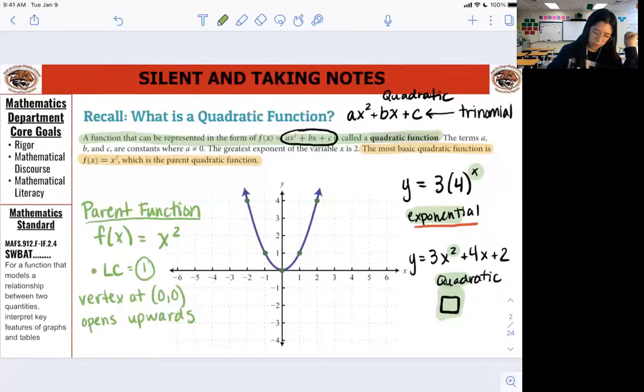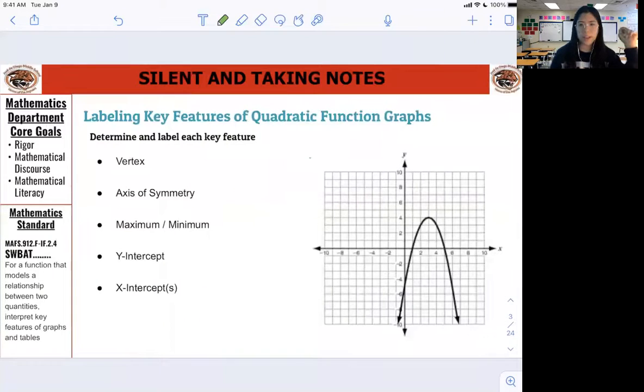Okay, those are the 3 most important things about the parent function. The leading coefficient is 1, the vertex is at the origin, and it opens upwards. Well, and I'll explain why that's important in just a little bit. But do I have any questions on those 3 things? Okay, cool. All right, let's do a few more examples just to really get an understanding of how to do this.